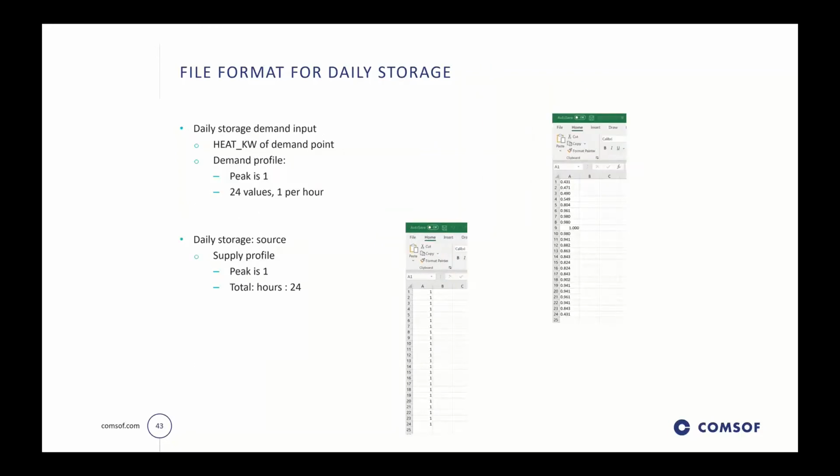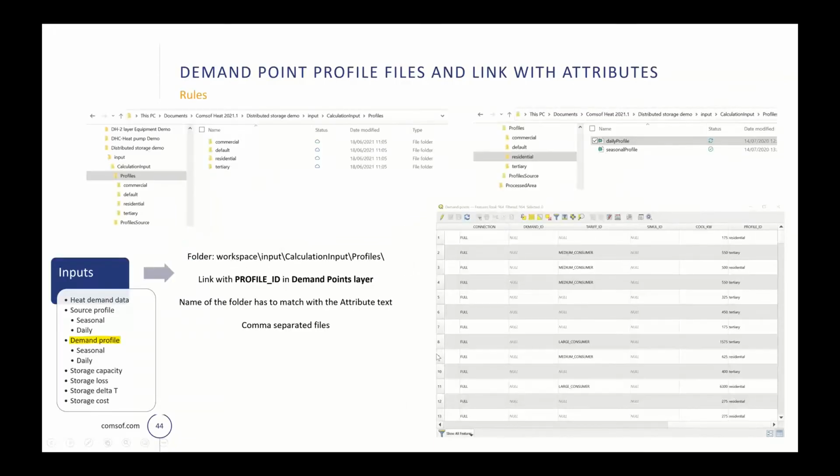The file format for daily storage is similar, but here the peak is 1, and we enter 24 values, 1 per hour. Also for the source, we need to provide the supply profile, which in this case is a constant generation profile. Those files, how do you take them into account in your design?